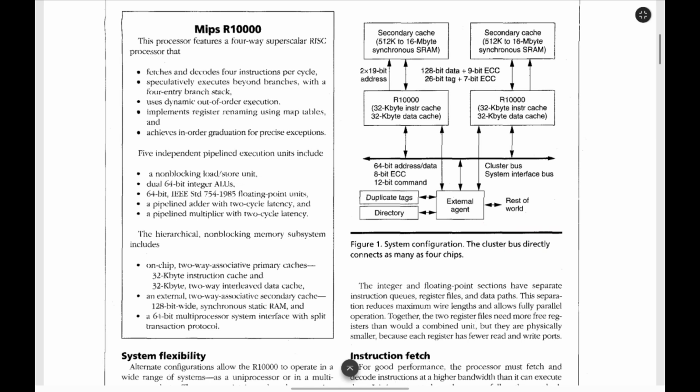The MIPS R10000 features a four-way superscalar RISC processor that fetches and decodes four instructions per cycle. It speculatively executes beyond branches with a four-entry branch stack. It uses dynamic out-of-order execution, implements register renaming using map tables, and achieves in-order graduation for precise exceptions.